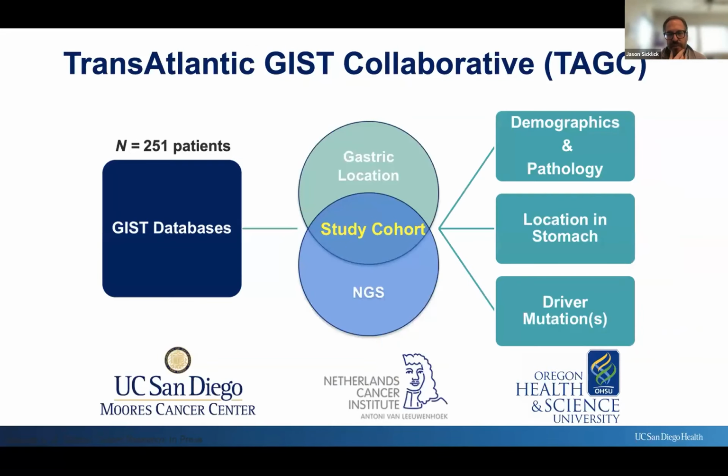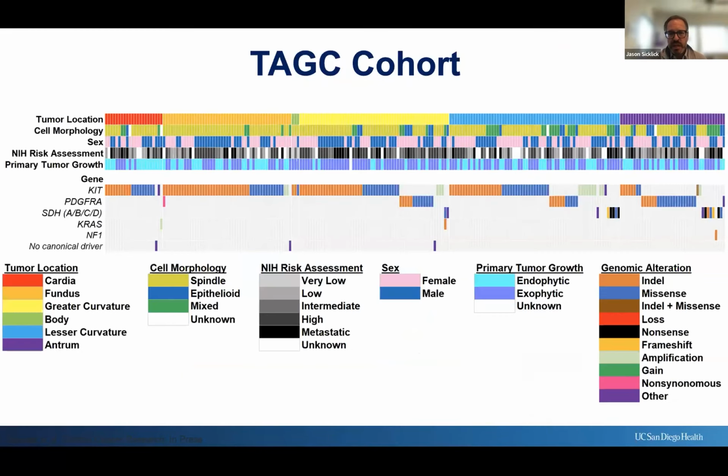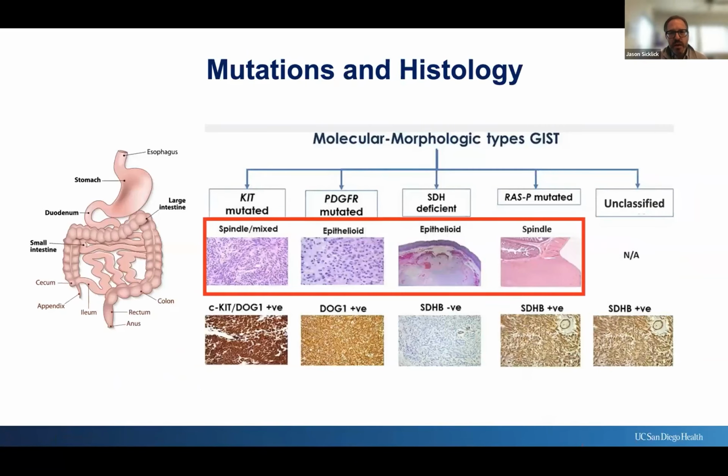And so we developed a collaboration between our group, the Netherlands Cancer Institute, and Oregon Health Sciences University, to look at patients with gastric GIST, or stomach GIST, and look at their tumors and what's causing their tumors. We pulled together all of the data from all these patients. We included in there the histology, or these different subtypes: the spindle, the mixed, the epithelioid.